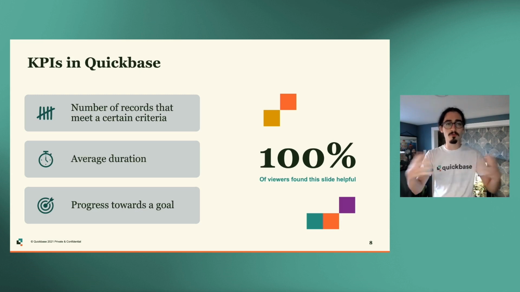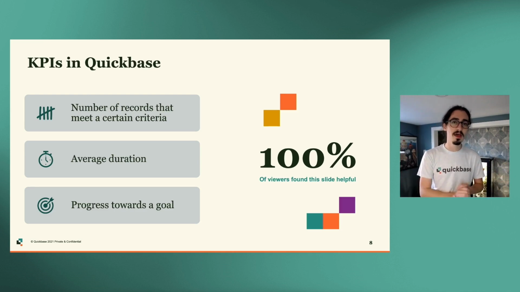Think about the number of records that meet a certain criteria. So how many open tasks do you have? How many records were closed last month? Just a few different ways to leverage the counting capability of QuickBase.